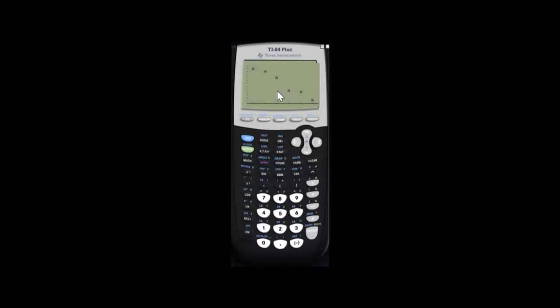So we expect this R value, you can fall back on your experience from guessing the R values a little while ago. And we know that this is going to be a value that is negative for sure because it's going downward from left to right. And it will be close to -1 because they're in a fairly tight line. So we will go to our home screen. And then again, we will regress. Stat, calculate 4.